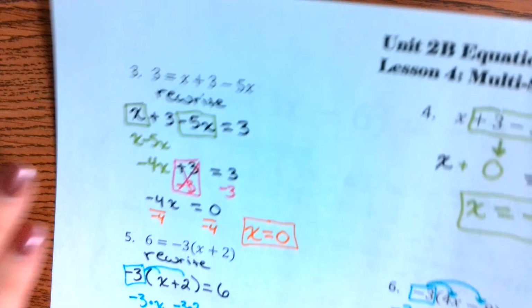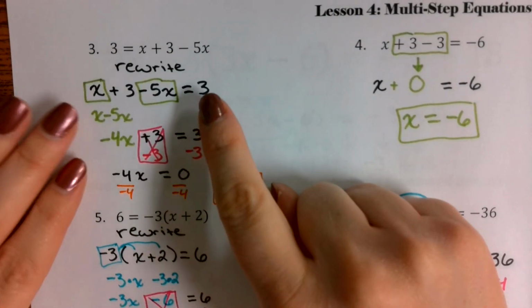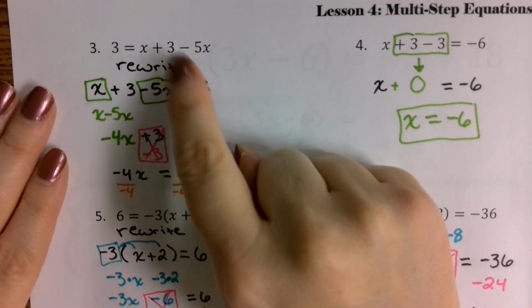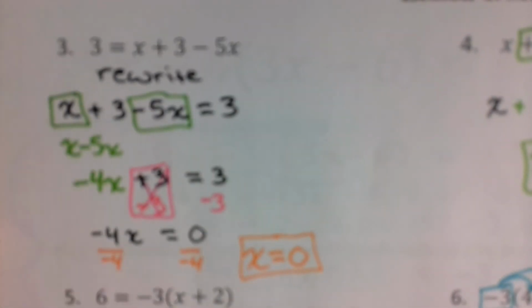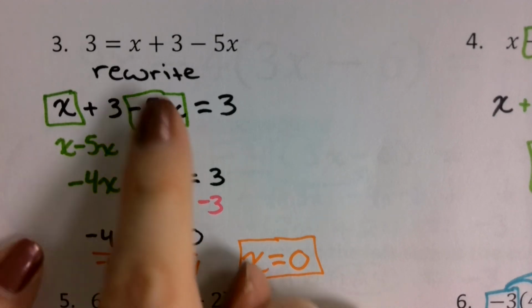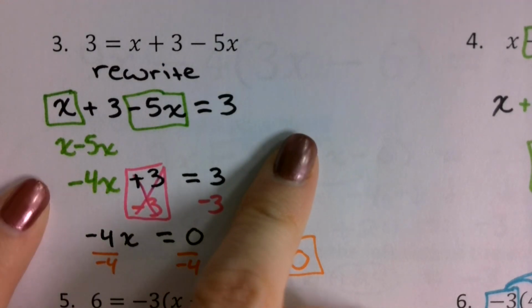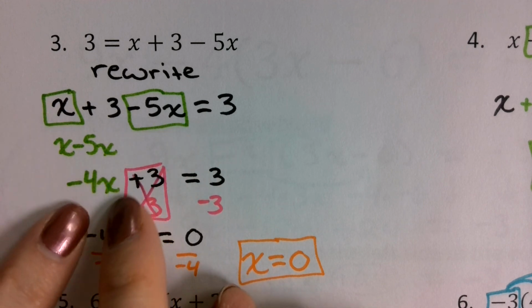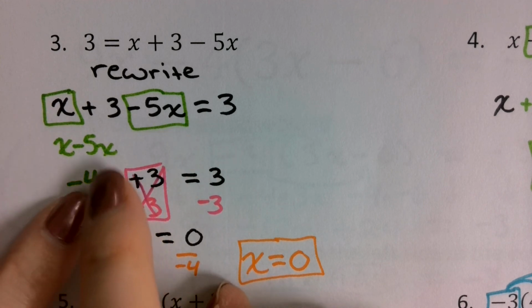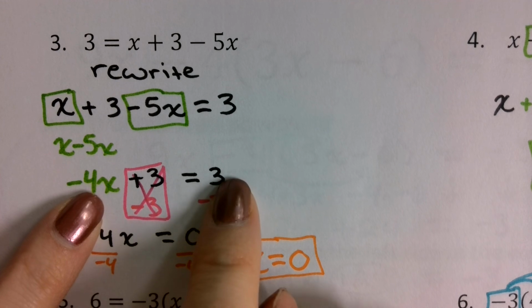Let's go ahead and go over the answers so that way you have time to work on your assignment. For problem number 3, the first thing that I would recommend doing is rewriting it. Making sure that you put the x plus 3 minus 5x on the left side of the equal sign and then the 3 on the right side. Then I can combine like terms. I have x minus 5x, which comes out to a negative 4x. So I have negative 4x plus 3 is equal to 3.